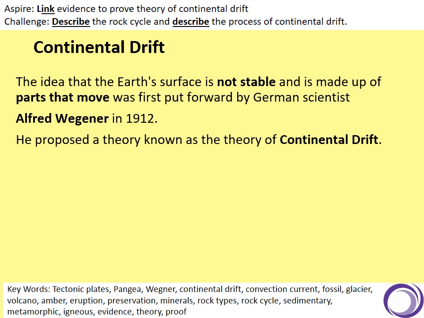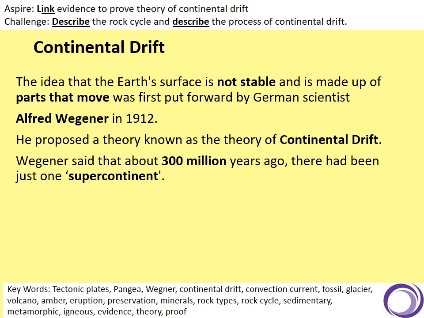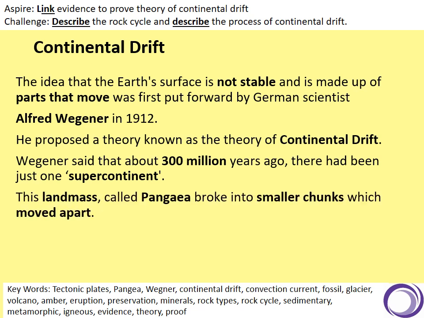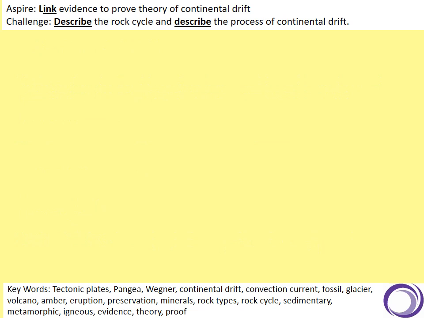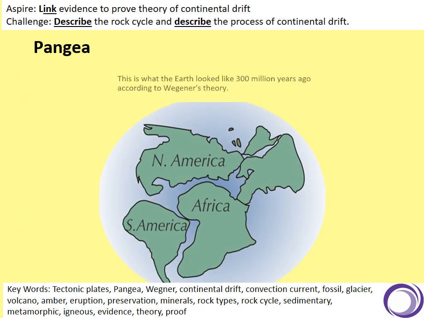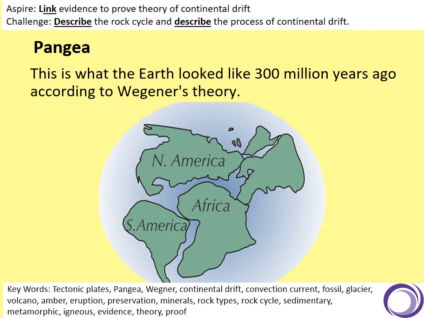And he proposed this theory known as the theory of continental drift. And what he proposed was that 300 million years ago, there hadn't been separate land masses on our planet, just one supercontinent. And the landmass, called Pangaea, then broke into smaller chunks and gradually moved apart. And he claimed that these chunks were still slowly drifting and are still moving. And this is what he proposed that Pangaea looked like, with South America and Africa joining together, North America being brought down, and Europe and Asia also being joined together.